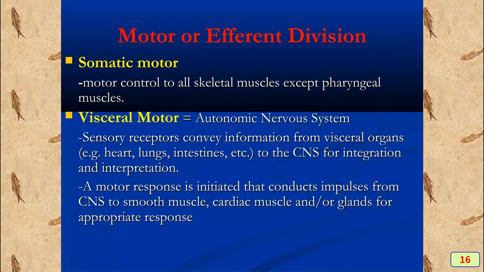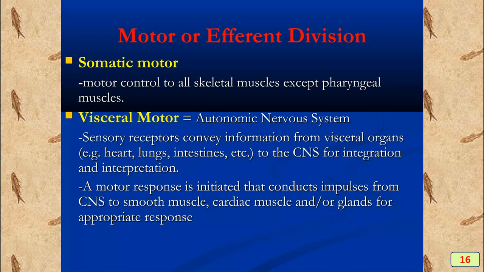Example: the heartbeat, the lungs, the intestine movement, then the digestion, the secretion of certain enzymes, etc., are not under the control of any animal, but they are self-controlled by a special type of nervous system, and it's called the involuntary nervous system.